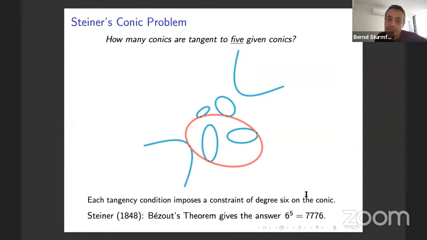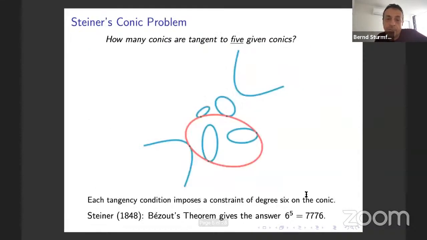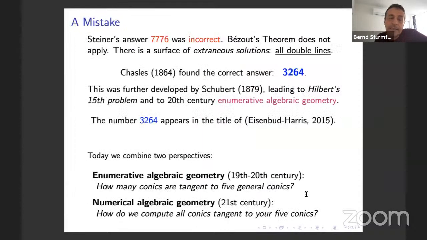So that's a nice answer, except it's wrong, right? So Steiner's answer is incorrect. And the reason it's incorrect is that Bézout's theorem has certain hypotheses. So a warning to the students, if you apply a math theorem, you should really check the hypotheses very, very carefully before you apply your theorem. So in this example, Bézout's theorem actually does not apply. And the reason is that there are many, many extraneous solutions.